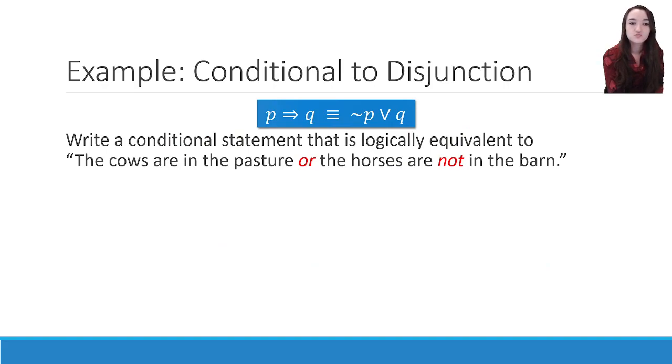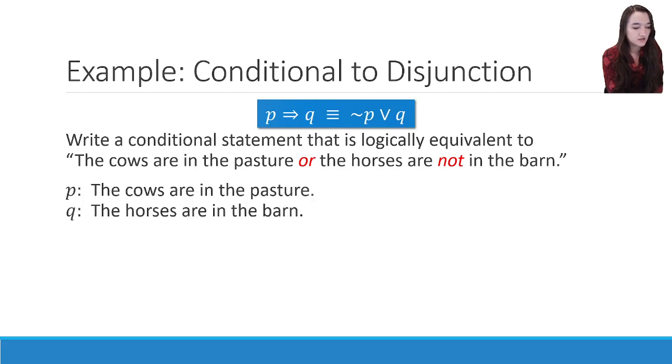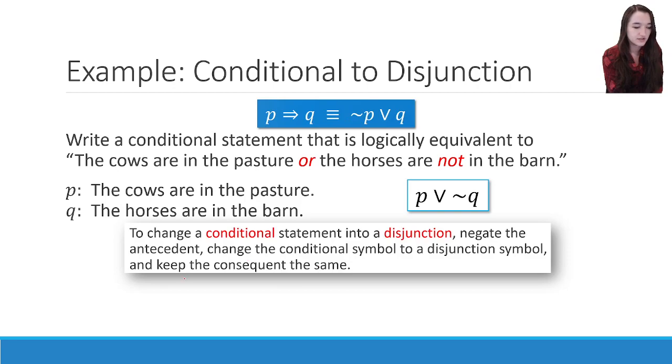So, if we wanted to write a conditional statement that is logically equivalent to "the cows are in the pasture or the horses are not in the barn," we're going to use this equivalence. So if P is the cows are in the pasture and Q is the horses are in the barn, then in fact we have P or negation of Q, which is not exactly this statement, right? But verbally what's going on is, to change a conditional statement into a disjunction, we negate the antecedent, change the conditional symbol to a disjunction symbol, and keep the consequent the same.